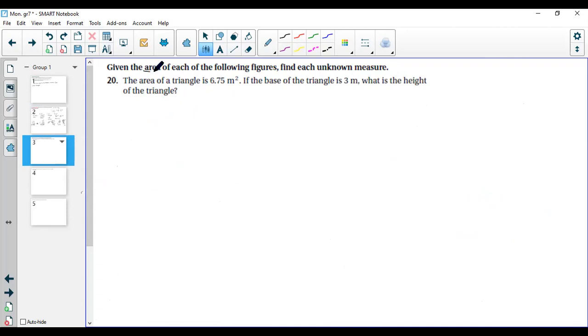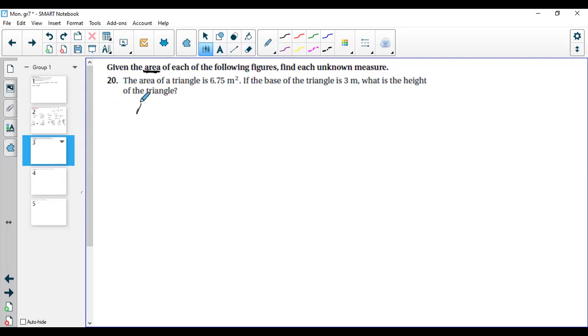So here they have given you the area, but you need to find out the base or the height. So it's like we are going to work backwards now. In the previous day, they gave us the base and the height, we were finding the area. But now they have given us the area, so we have to find the base or the height, whichever is missing. So the question says the area of a triangle is 6.75 square meter. If the base of the triangle is 3, what is the height of the triangle?